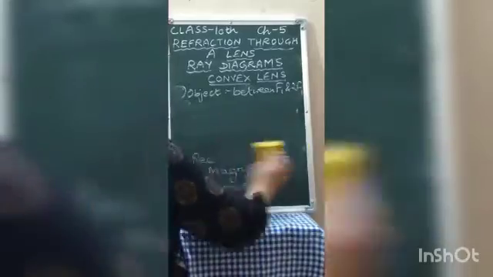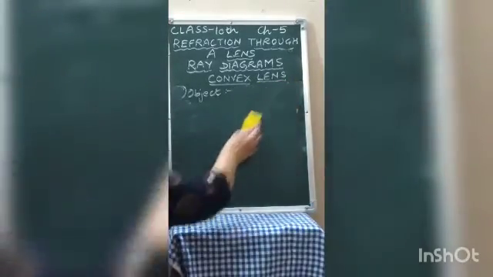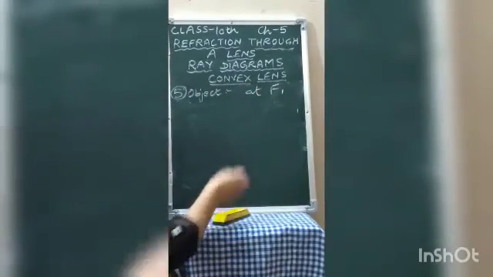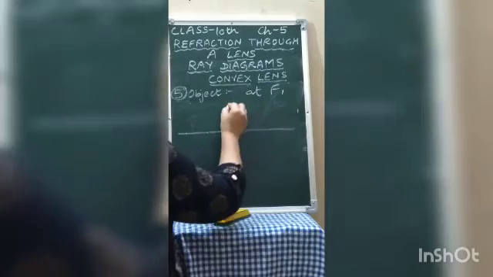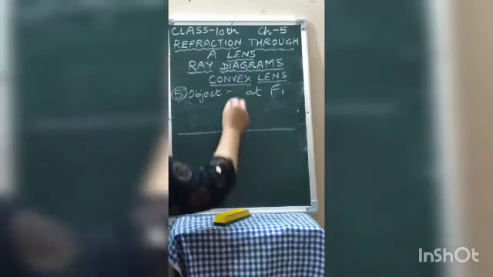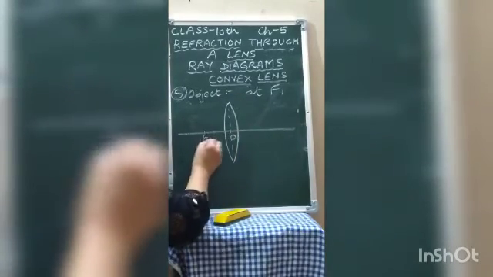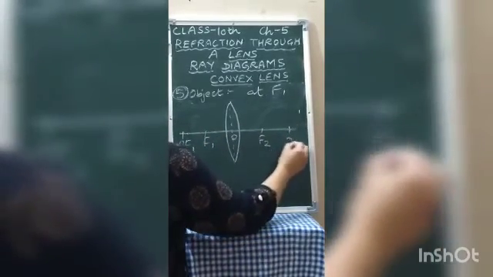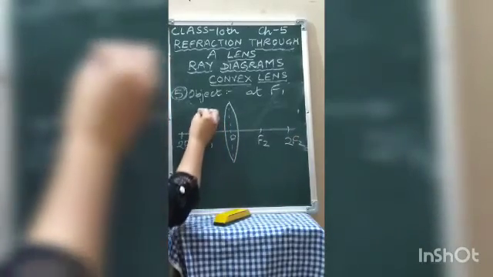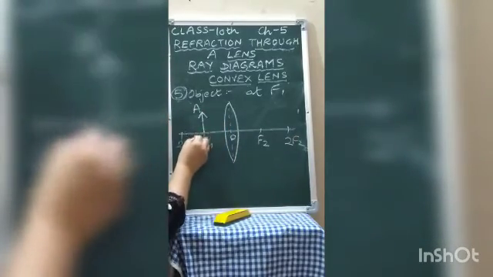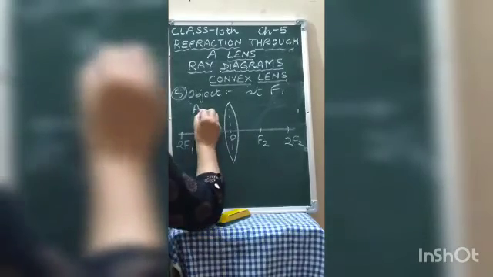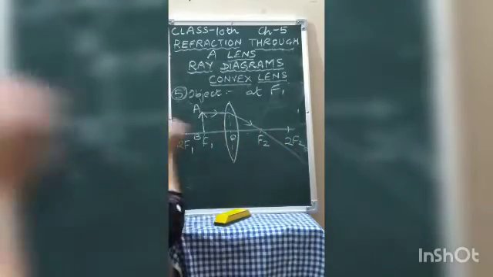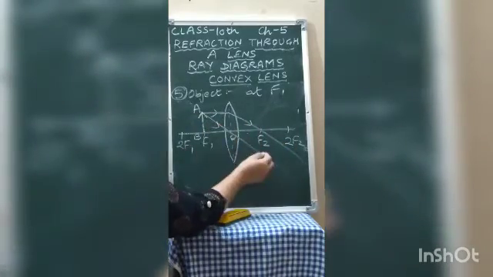Now, fifth case. Object is at F1 at the focus, first focus. Again, this is the convex lens. F1, 2F1, F2, 2F2. Object is at the focus. This is the object. AB is the object. The ray which is parallel to the principal axis will pass through the focus. The other ray through the optic center goes undeviated.